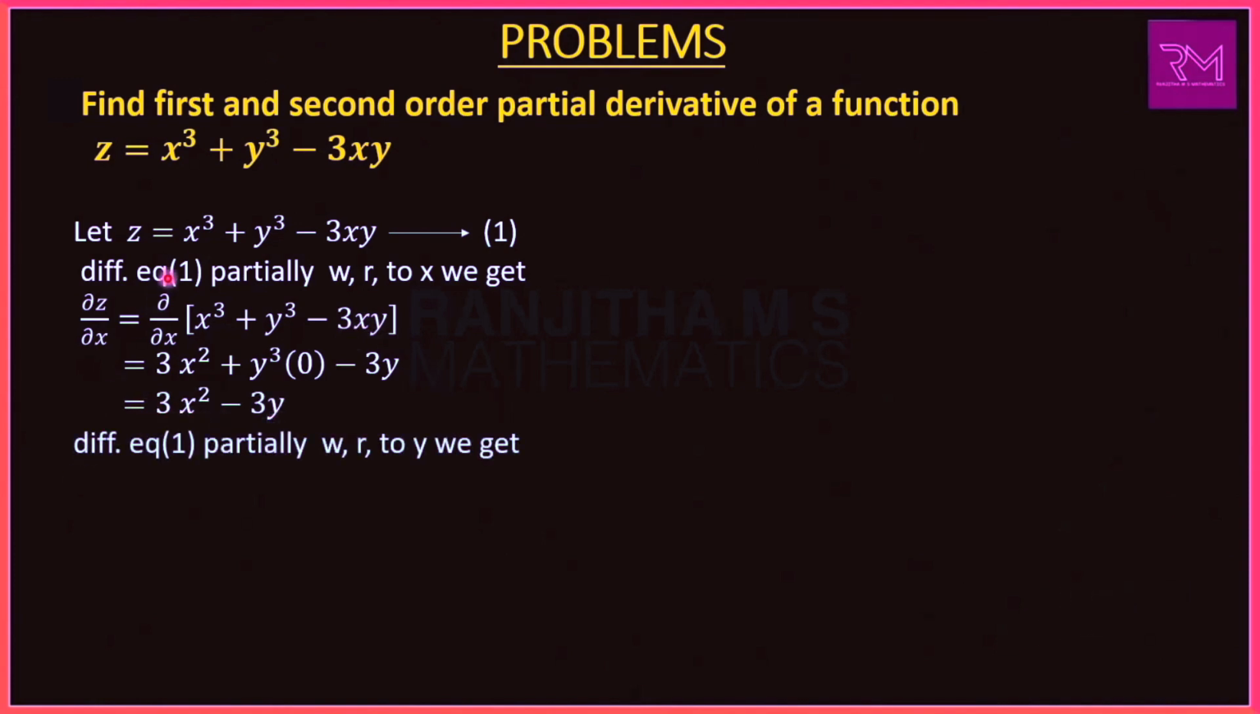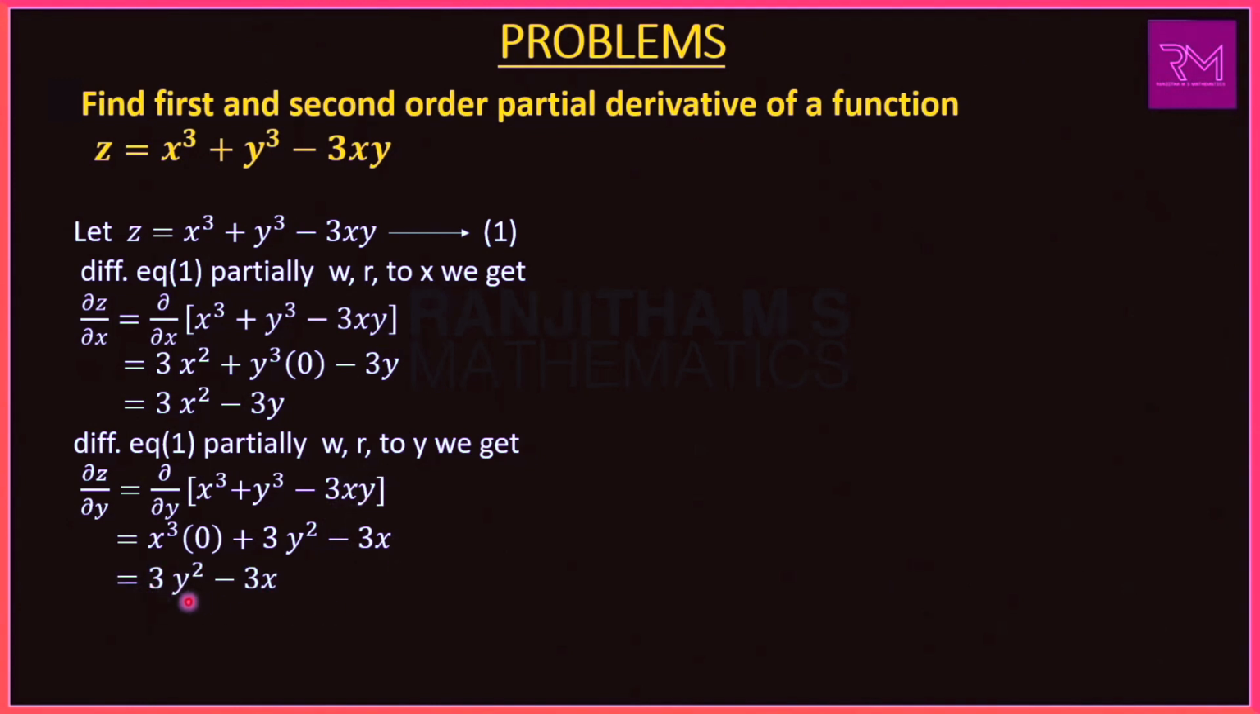Similarly, we have to differentiate this equation 1 partially with respect to y. We get del z by del y value as del by del y of x cube plus y cube minus 3xy. We have to differentiate this equation partially with respect to y. That means we have to consider x as constant. Here differentiation of the constant is 0, plus differentiation of y cube is 3 into y square, minus 3x into differentiation of y, which is 1. Hence we get del z by del y as 3y square minus 3x.